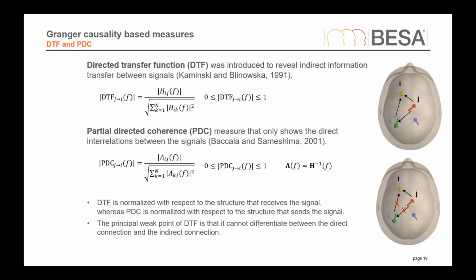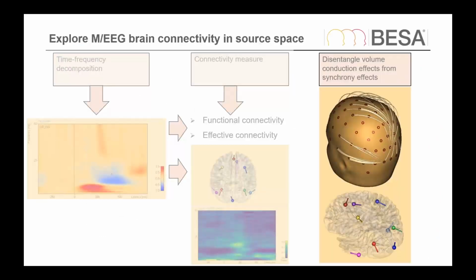So basically, you could say that DTF has a weak point because it cannot differentiate between the direct and the indirect connection, but that's just the way it's designed. So we're not finished yet, because we have talked about these interrelations of channels I, J, K, and of course, ideally, we would really only look at information exchange between neural generators in the brain, not so much about what's going on the scalp, where the channels I, J, and K may show us exactly the same brain activity, just propagated to the scalp.